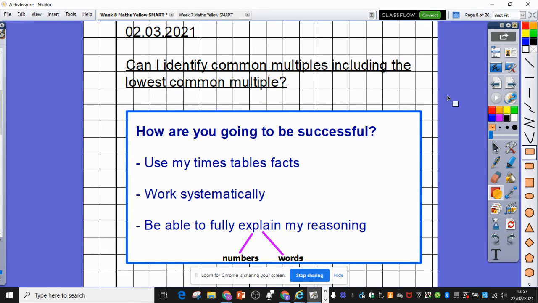Hello, Yellow Group. Today is Tuesday, the 2nd of March, and today we're going to be looking at identifying common multiples, including the lowest common multiple.